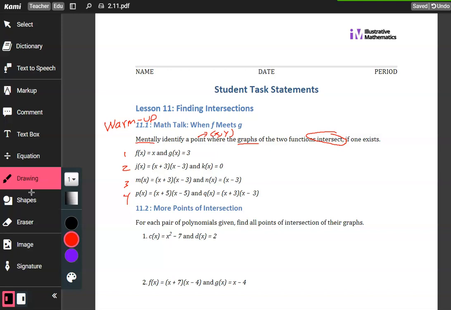And the idea here is that you don't graph them, but feel free to check your solution at the end. You could go to Desmos and graph these. So for example, on Desmos you could just put y equals x. It'll graph a line, and then you could put y equals 3, and it'll graph that.